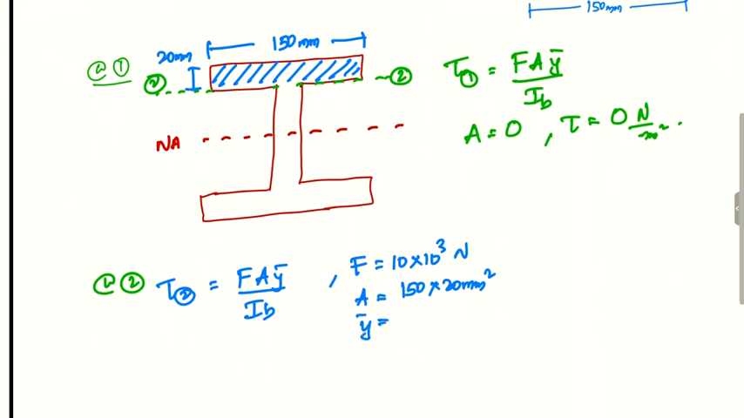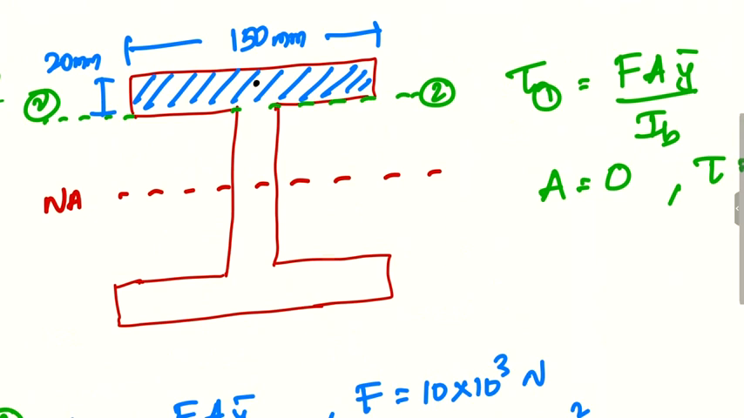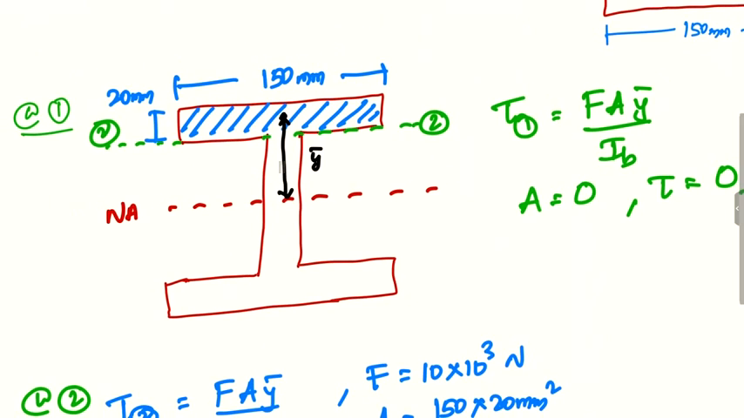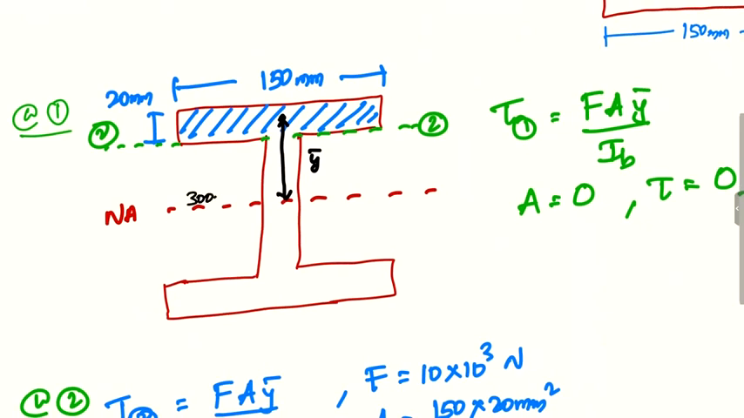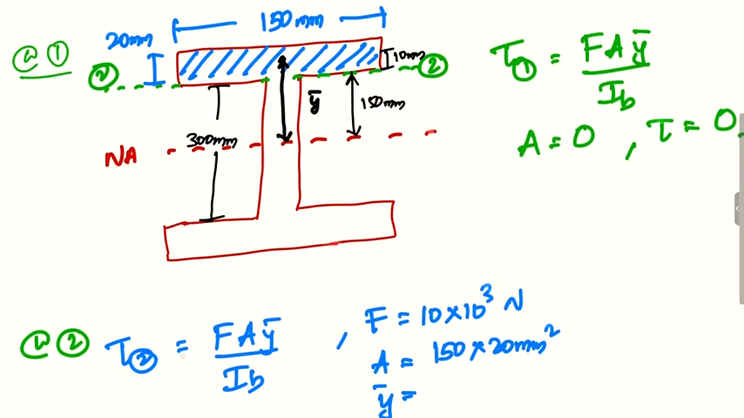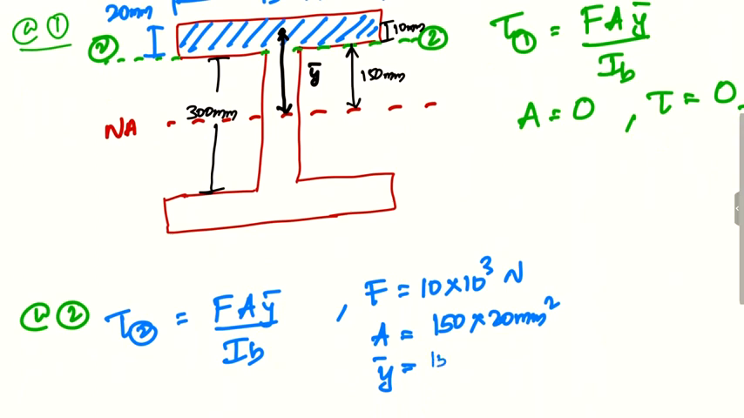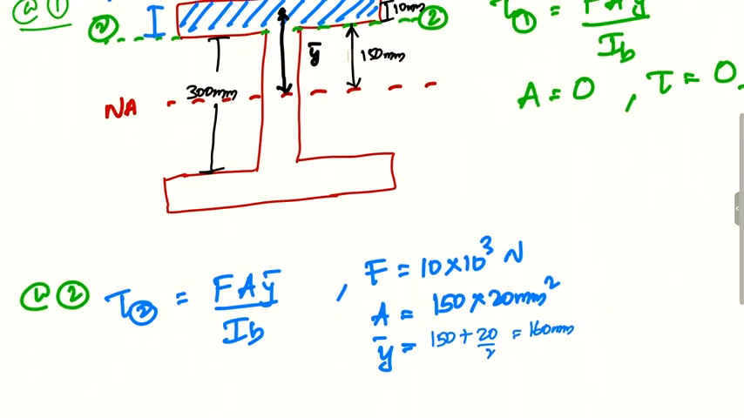Y bar is the distance from the neutral axis to the centroid of the area under consideration. The centroid of this area is over here, and this distance is my y bar. This is 300 mm, so this distance will be 150 mm, and this distance is 10 mm, that is 20 by 2. So the total y bar is 150 plus 20 by 2, that is 160 mm, isn't it?